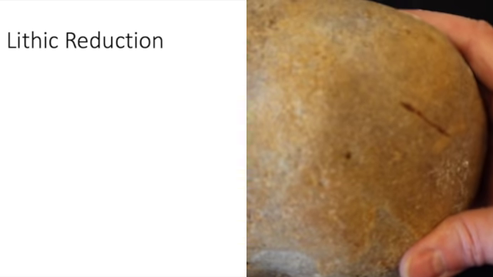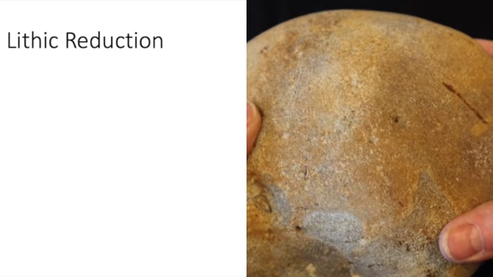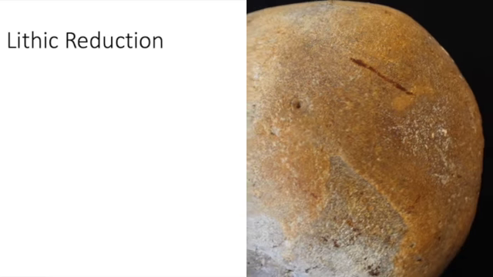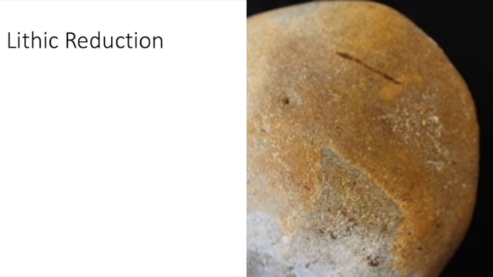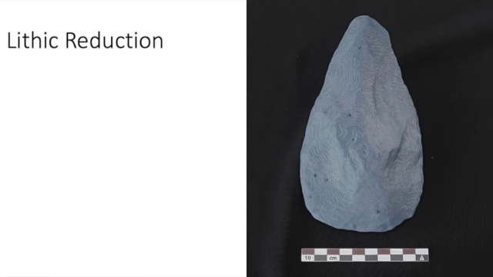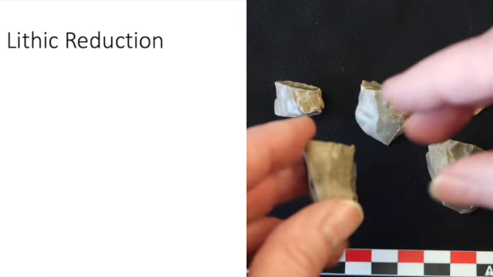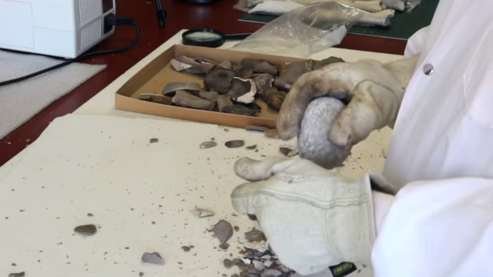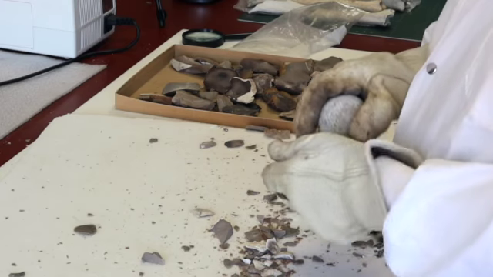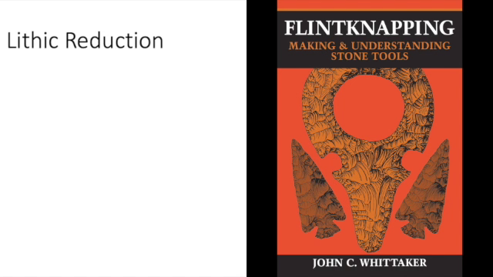Lithic technology is a reductive technology because it involves beginning with a nodule or slab of material and then removing material to result in something like a hand axe or even artifacts that are very small. For more than 50 years, archaeologists have learned a lot about lithic production by trying their hand at flint knapping themselves. A very good guide for this is this book by John Whitaker. And you can also find good demonstrations on YouTube.